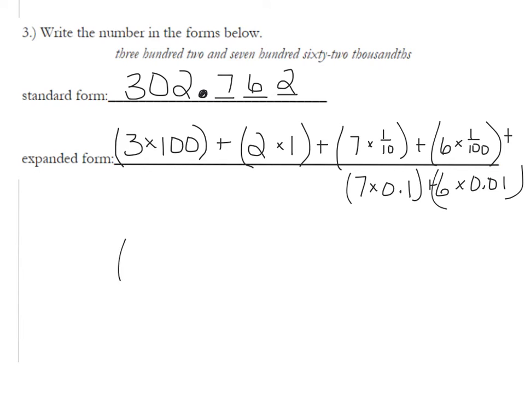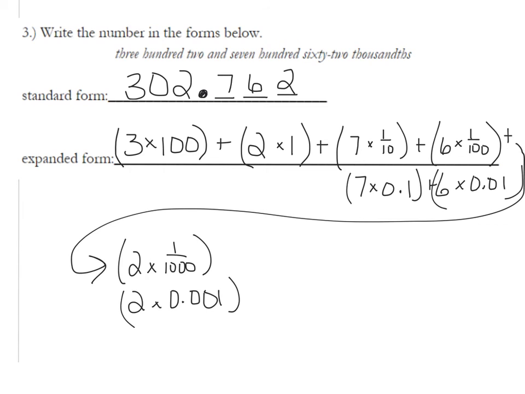The last digit is a 2. 2 is in the thousands place. So we're going to say 2 times 1 over 1,000, or 2 times 0.001. Either way, your work should look very similar to mine. I should draw my little arrow here because I ran out of room on my line. Next question.